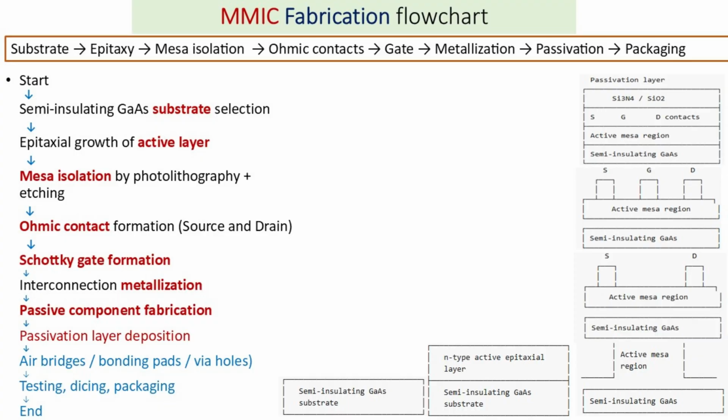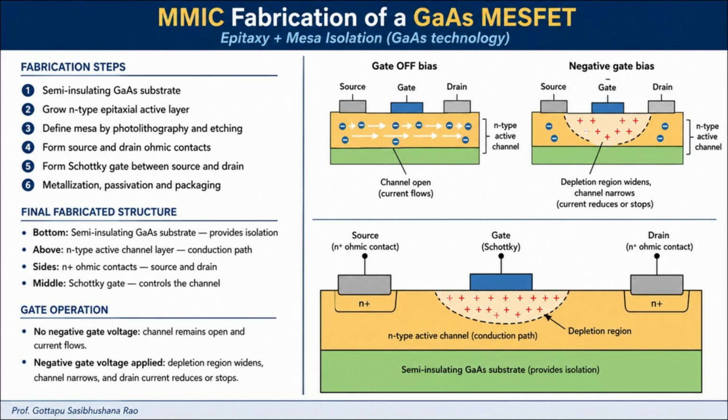This slide explains the fabrication and operation of a GaAs MESFET. Fabrication begins with a semi-insulating GaAs substrate, followed by growth of an N-type epitaxial active layer. The device region is then defined by photolithography and MESA isolation. Source and drain ohmic contacts are formed, and a Schottky gate is placed between them, followed by metallization and passivation.